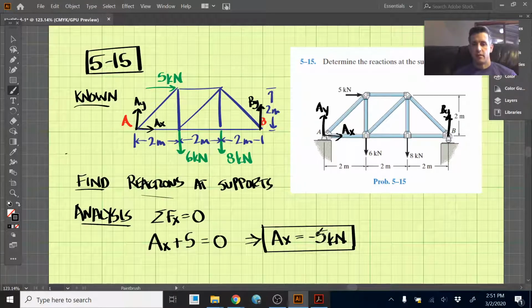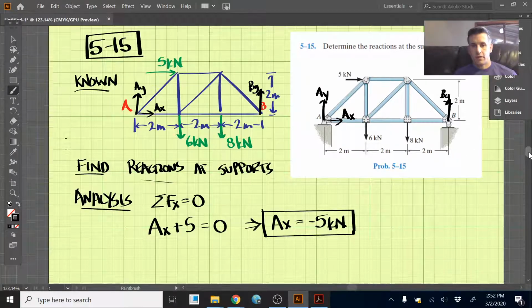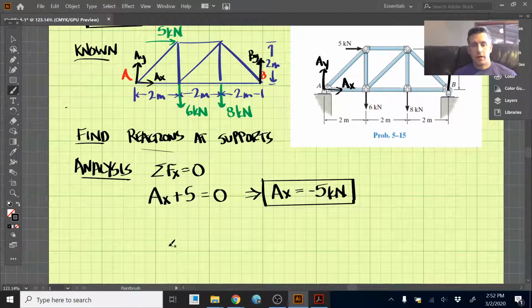Since it's negative, that just means that from how we've drawn it, it's actually 5 kilonewtons in the opposite direction. Okay, so let's continue on here.